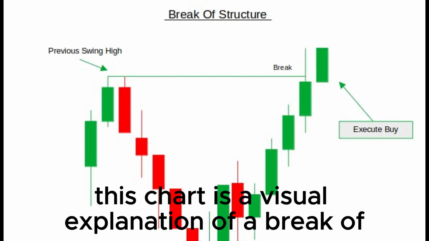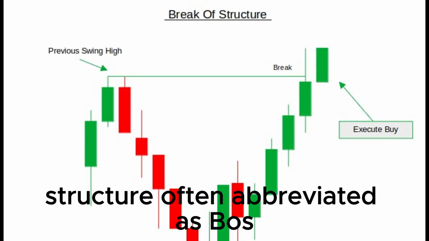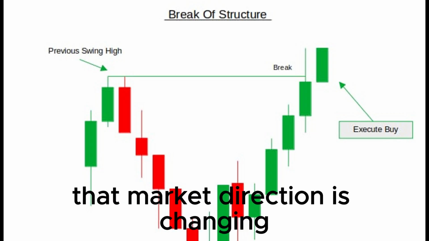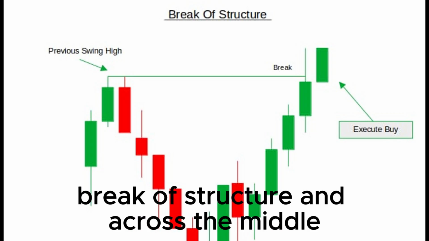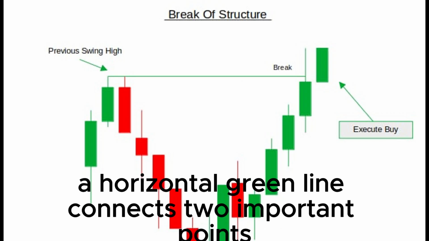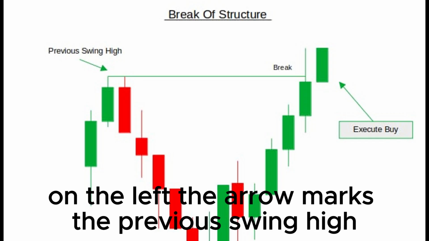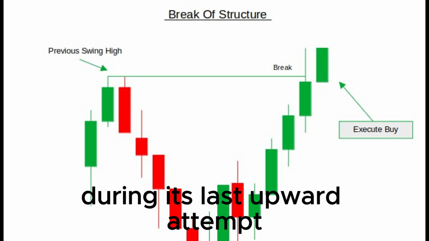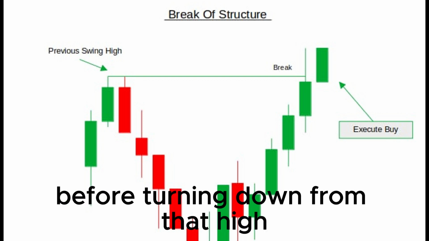This chart is a visual explanation of a break of structure, often abbreviated as BOS, which is one of the clearest signals that market direction is changing. At the top of the image, you see the title Break of Structure, and across the middle, a horizontal green line connects two important points. On the left, the arrow marks the previous swing high, which is the highest point the market reached during its last upward attempt before turning down.